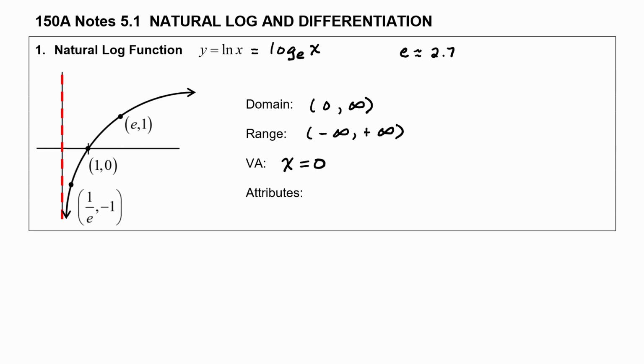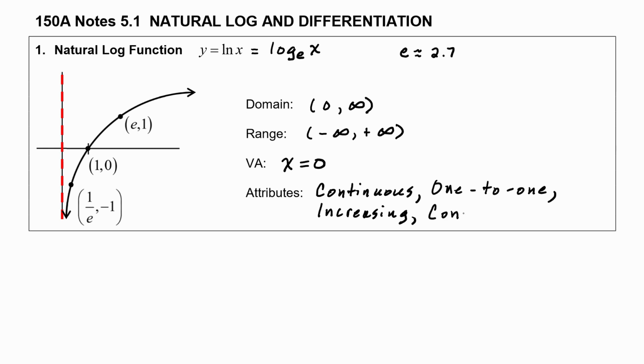And some of its attributes are that it's continuous, it's one-to-one, you can see as we go from left to right, it's always increasing, and that it's also always concave down.